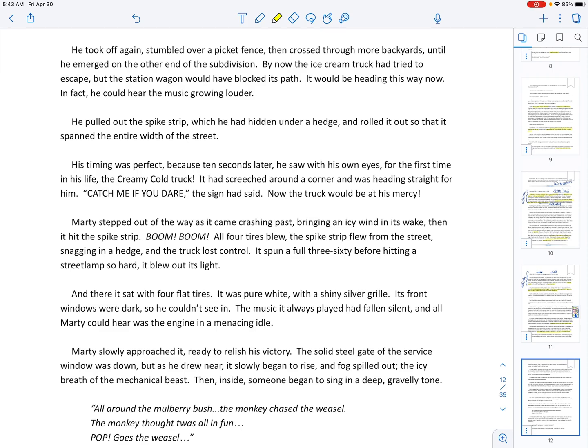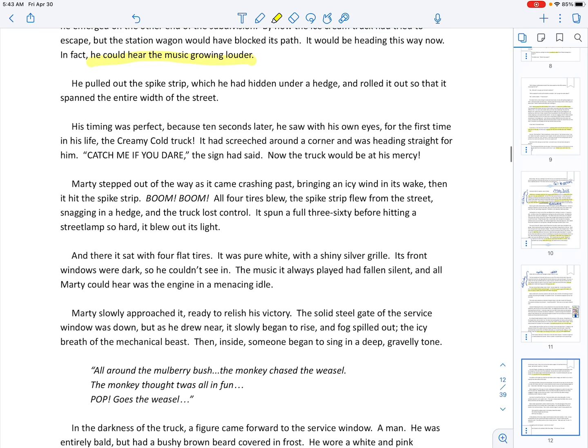By now, the ice cream truck had tried to escape, but the station wagon would have blocked its path. It would be heading this way now. In fact, he could hear the music growing louder. So that music is definitely helpful in helping Marty track where the ice cream man is.